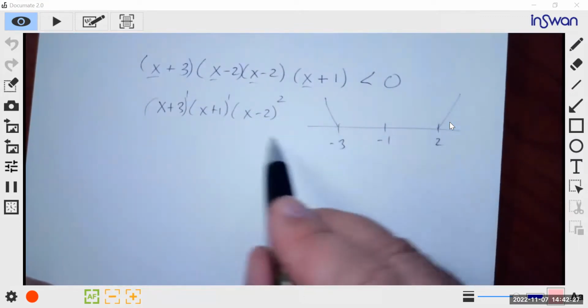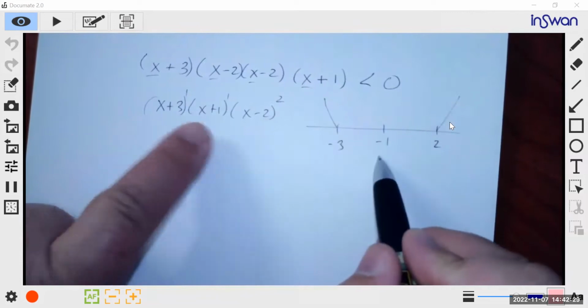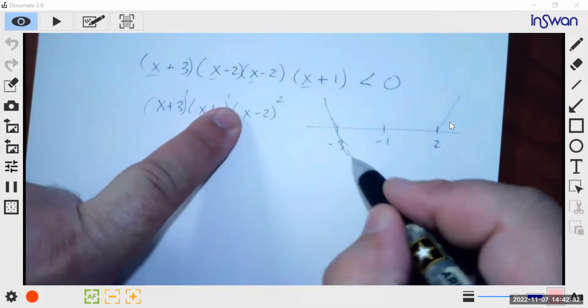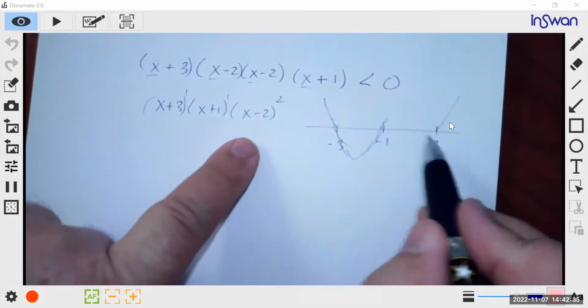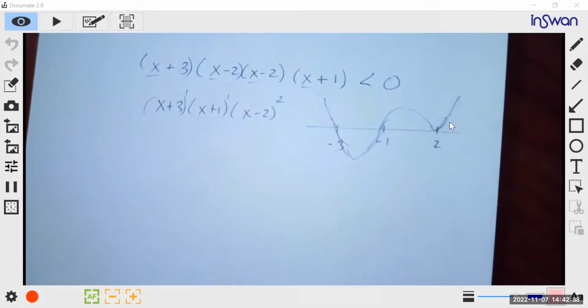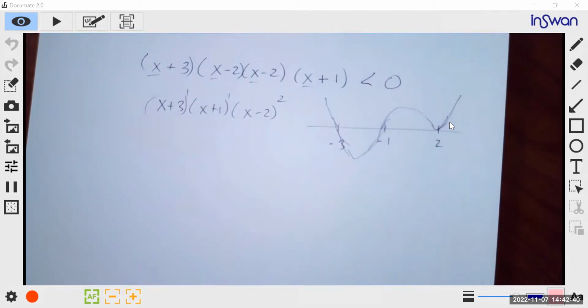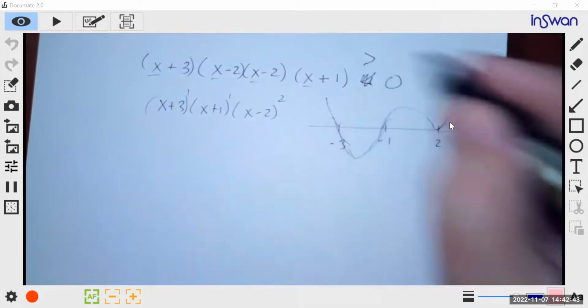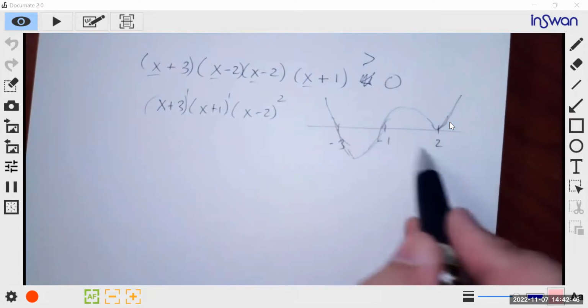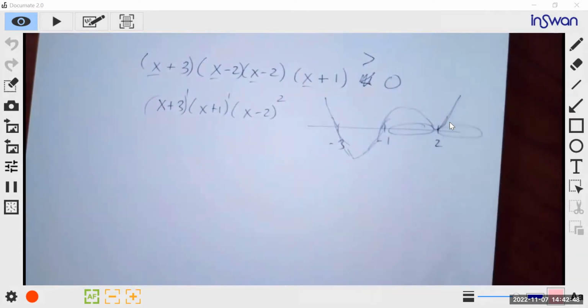Let's see what happens here. At -3 and -1, they're both 1, so they cross. But at 2, it bounces. So let me see. So it won't be positive. So that means the only way this is going to be positive is if this one's true and that one's true. So that's the only time it ever changes is if you have a multiplicity that's even, where the graph bounces at that point. Which is why we always factor it down to its smallest pieces and going further.